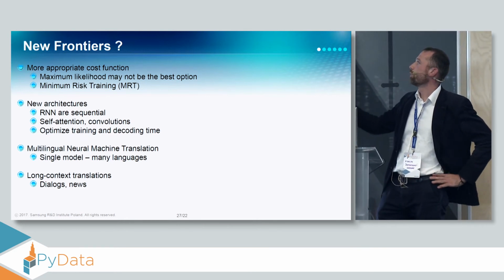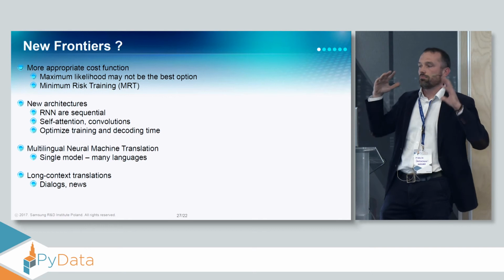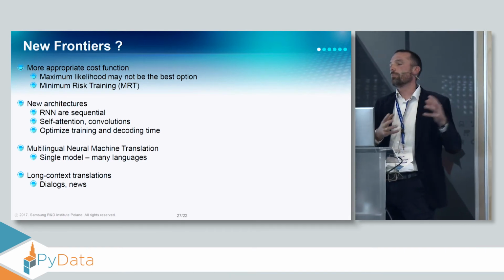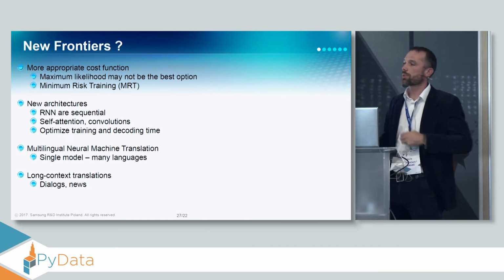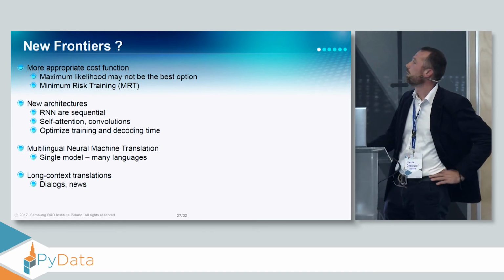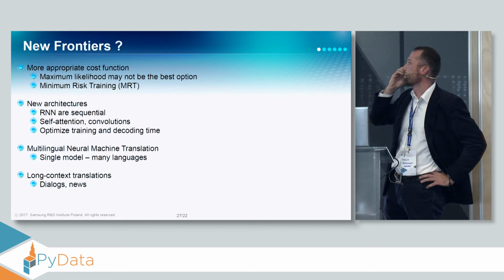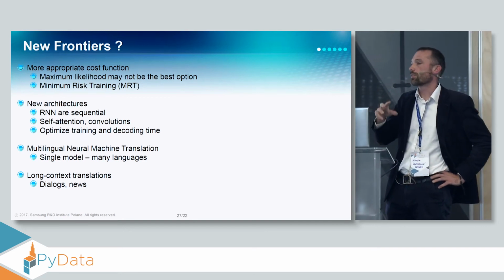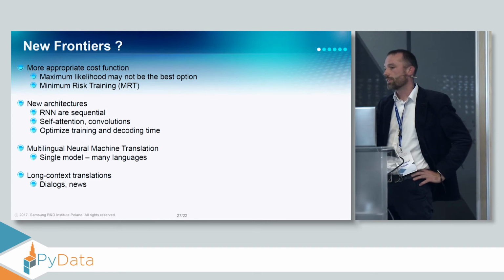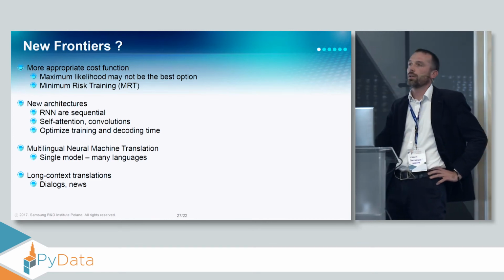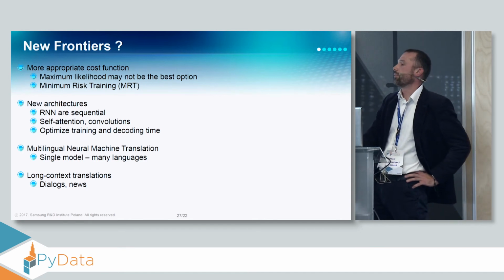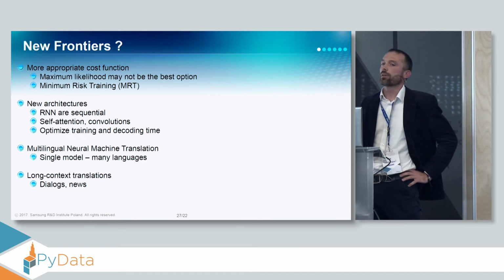So the multilingual approach trains a single model that can translate many languages into many languages, right? And of course, right now you think of translation as translating single sentences, right? But the translation should look completely different if you translate a dialogue or a paragraph, right?